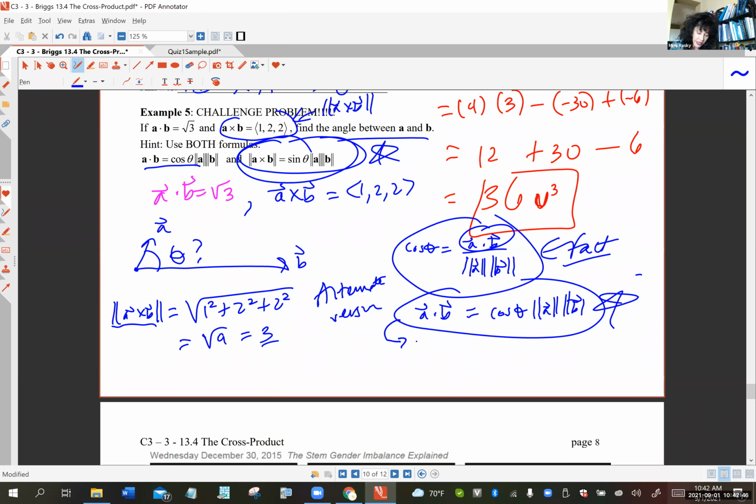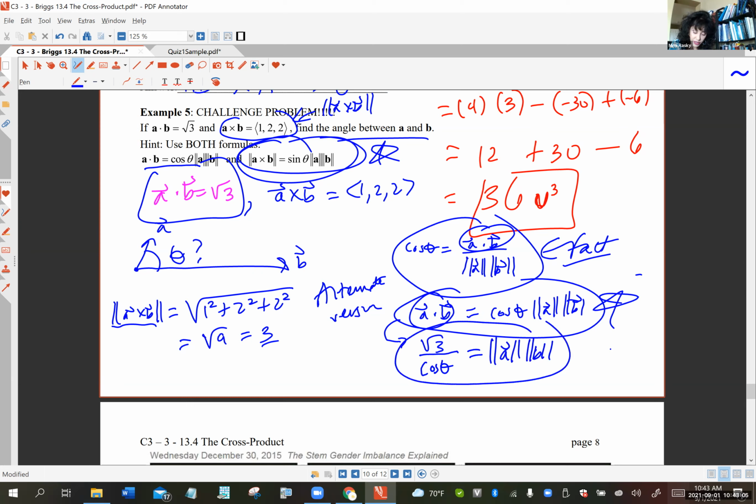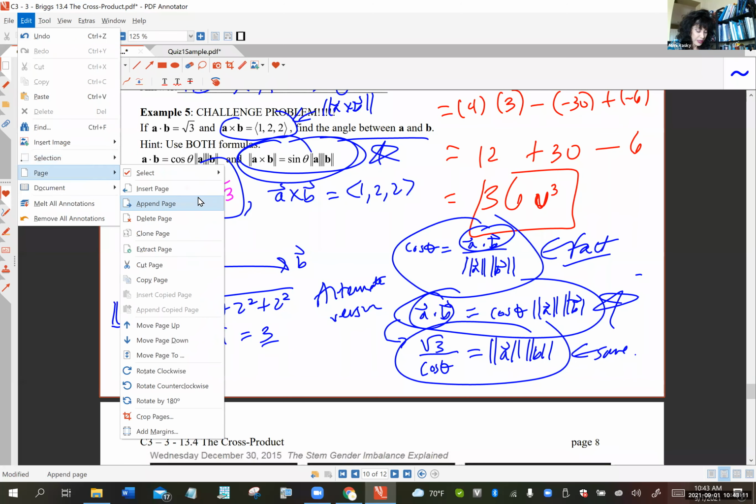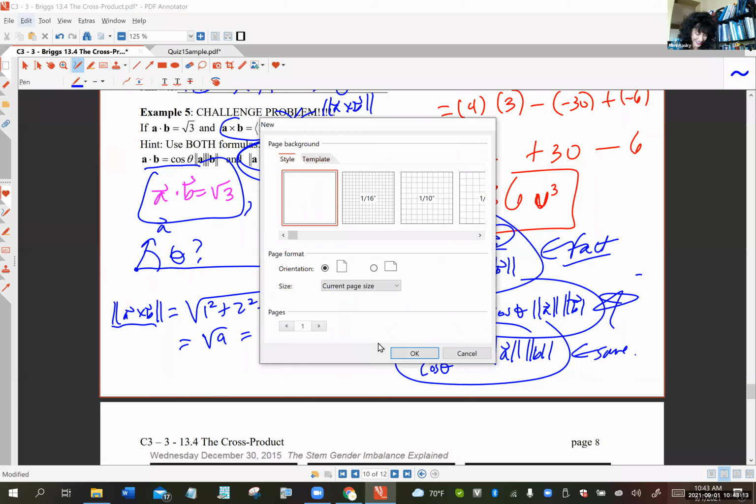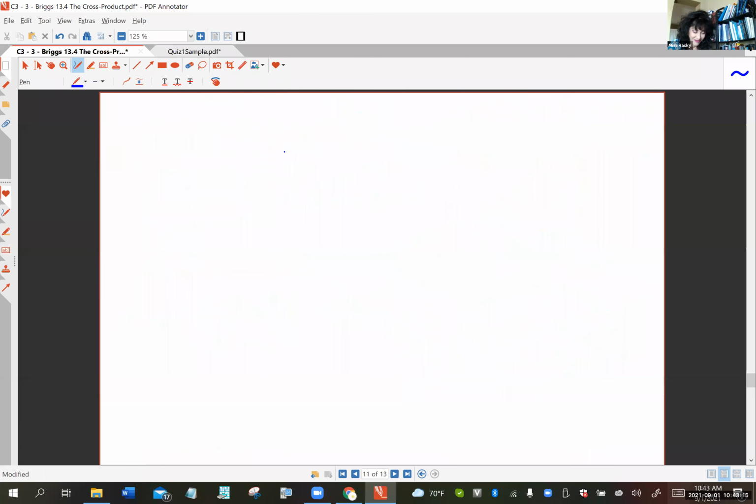Okay, so I'll stop for a moment. For this formula here, I'm going to substitute square root of 3 in place of the dot product because they did give me that, was nice of them. And then if I divide both sides by cos theta, I can definitely have this as a fact. So save this for later because it's going to help us. Well, that doesn't give me the answer. I know, we're not there yet.